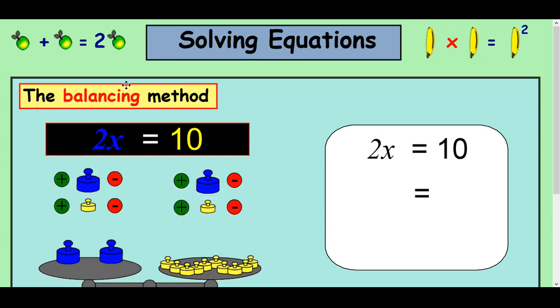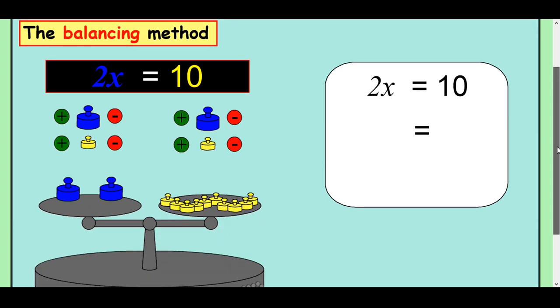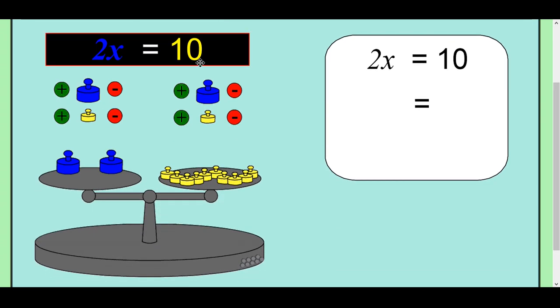Hi there, in this lesson we're going to look at solving equations using the balancing method, but this time we're going to look at multiple values of x, 2x's, 3x's, 4x's and so on. So if you look at this example here first, 2x equals 10. I've got two blue bits on this side and I've got 10 on this side. Remember, we're trying to keep the balance level. This side has got to be the same as this side, and whatever we do to one side we must do to the other side.